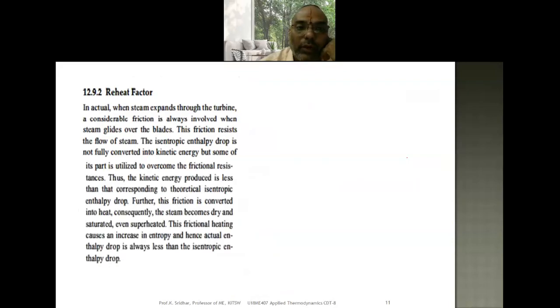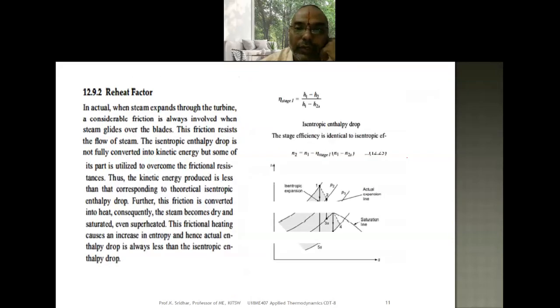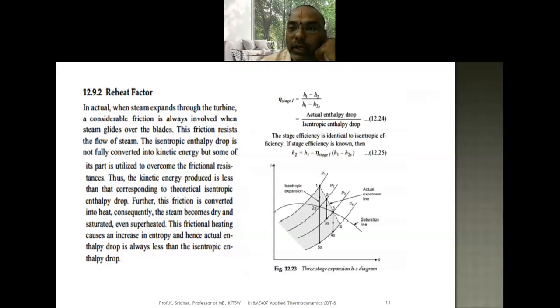So how can we find the reheating factor? The reheating factor is nothing but the actual enthalpy drop divided by the isentropic enthalpy drop. We have a number of stages. In the previous expansion, we took only one stage, that is one HP turbine and one LP turbine. If the expansion takes place in 2 stages and 3 stages, then how can you plot the HS diagram?